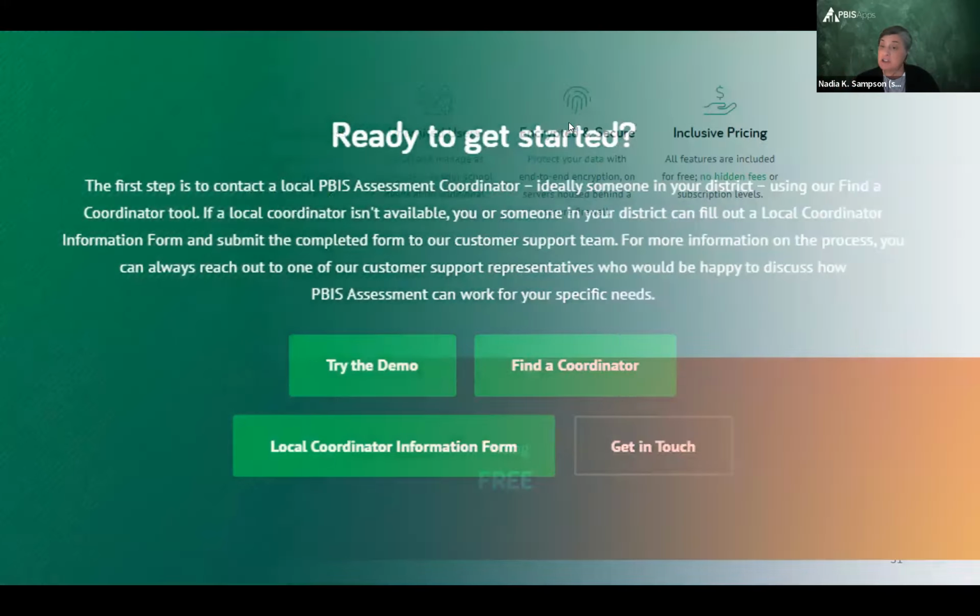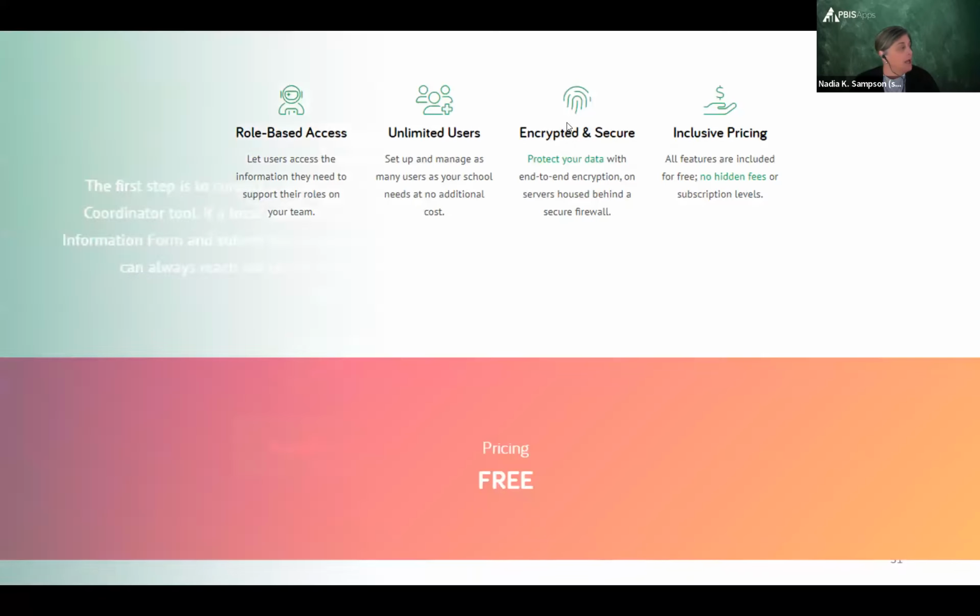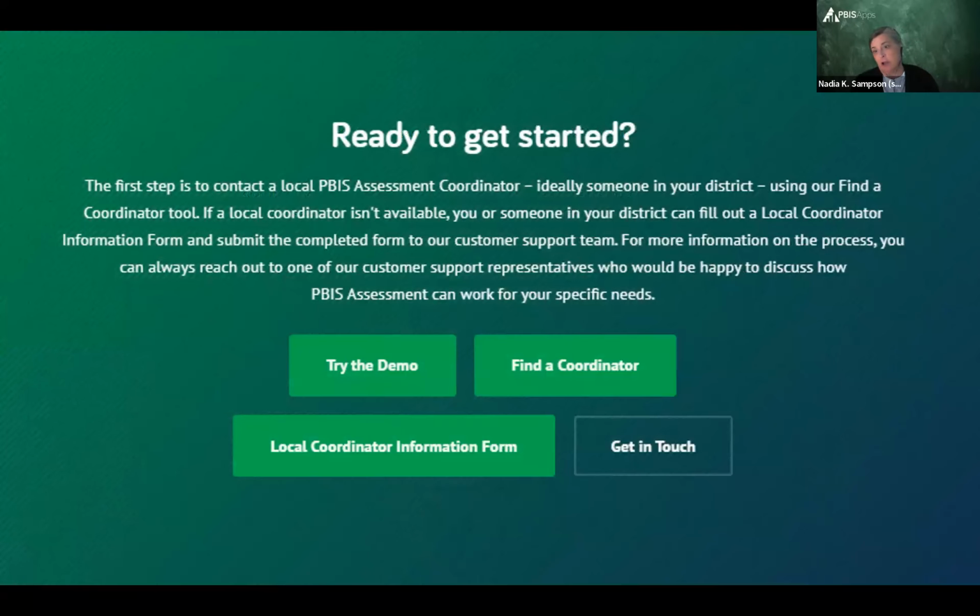Okay. Did I mention that it's free? It's free. You don't hear that very often anymore, so we like to say it. This page is also, as you look on our webpage, you'll scroll down after you start looking at PBIS Assessment, and you'll get to a part where it says try the demo.